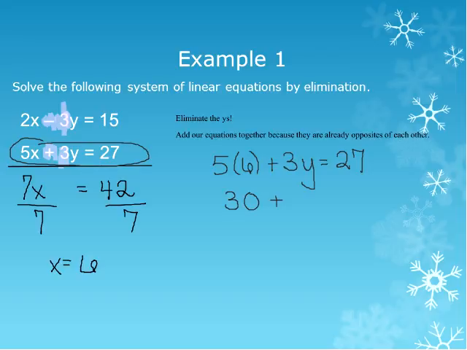That's our 30. Everything else will just stay the same for right now. All right, what do I need to do from here to try to get the y by itself? Yeah, we need to get rid of this 30 that's in the front. So if it's a positive 30, we want to subtract 30. Now again, be careful with our subtraction.